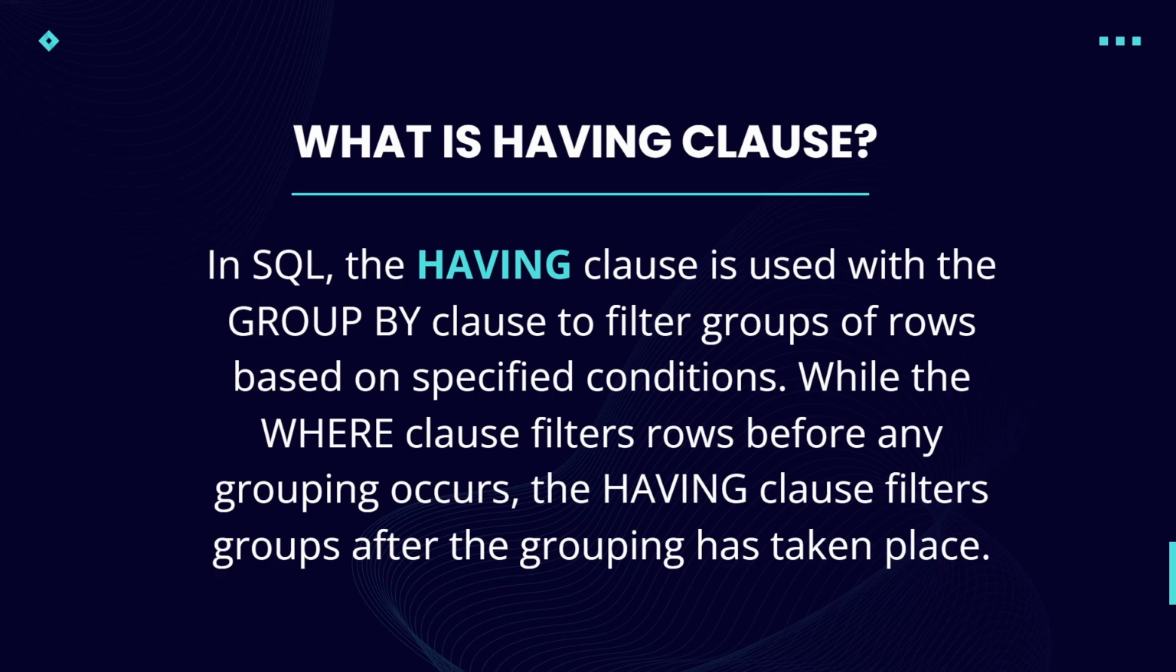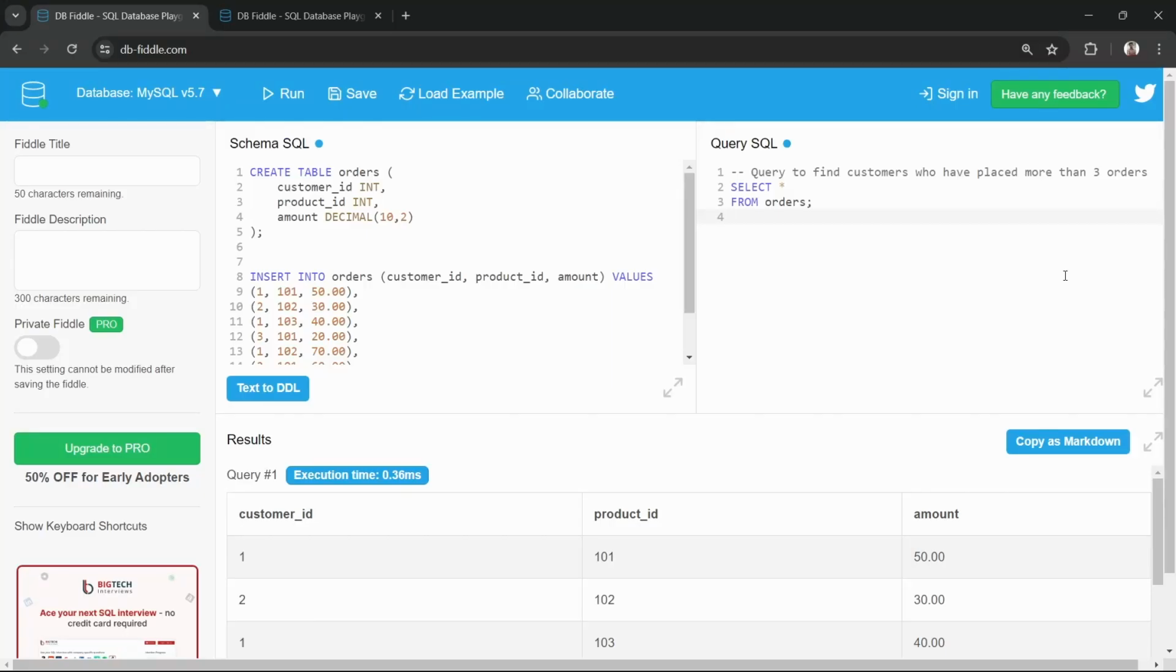Now, let's look at an example to illustrate the having clause. Let's say we have a table named orders with columns customer ID, product ID, and amount. We want to find the customers who have placed more than 3 orders. So, we will first group the rows by customer ID and then we will count the number of orders for each customer using the count star function. Finally, we use the having clause to filter out the group results, keeping only those customers who have placed more than 3 orders.